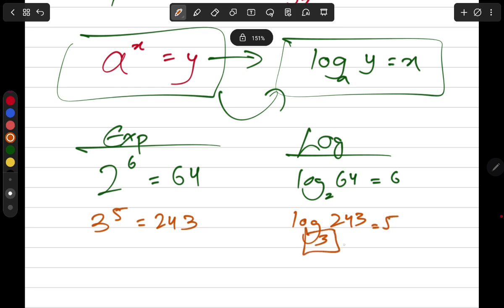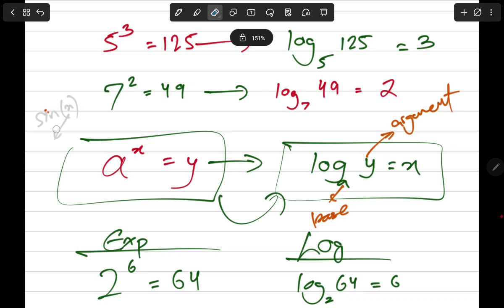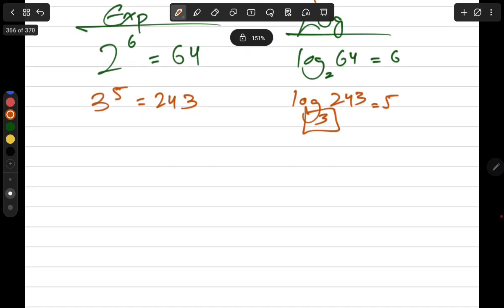Remember, what power must the base be raised to in order to give us the argument? And by the way, in logarithms, this is called the base, this is called the argument of the logarithm. Just like in sine x, x is the argument. So this is the argument of that.